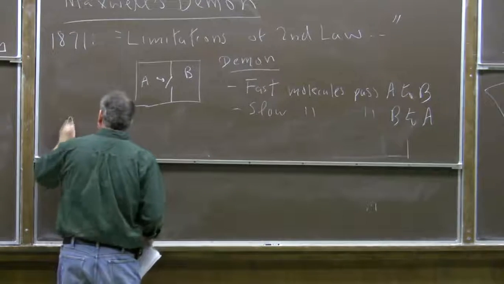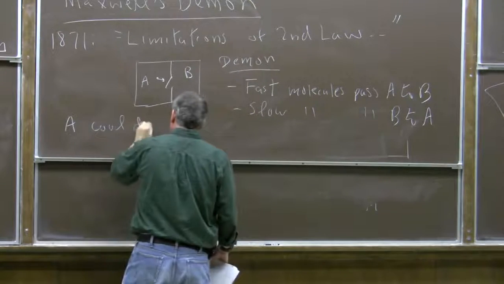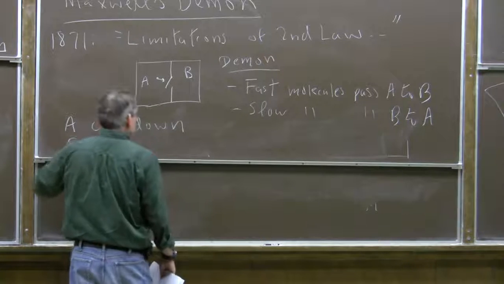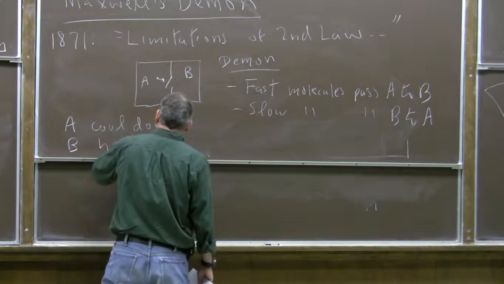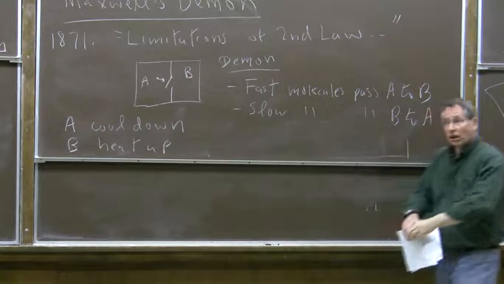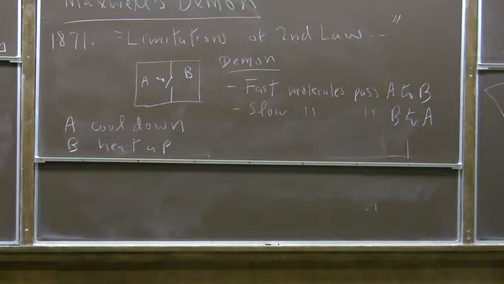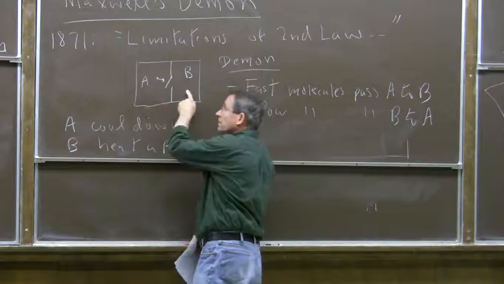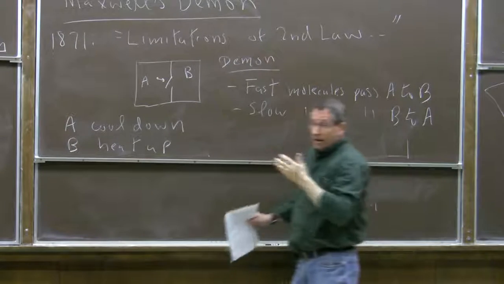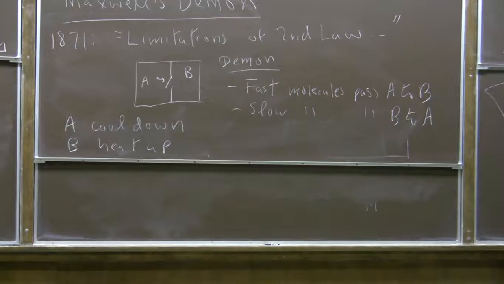Well, A is going to cool down, and B is going to heat up. So we started out with all the gas and the molecules at the same temperature, governed by a single Maxwell distribution. But after a while, A is cooler, B is warmer. But as far as one can discern, there's no reason in principle why the demon couldn't do this, expending a negligible amount of work. He's only got to move this little tiny hatch open and shut to let one molecule through. It doesn't sound very hard.